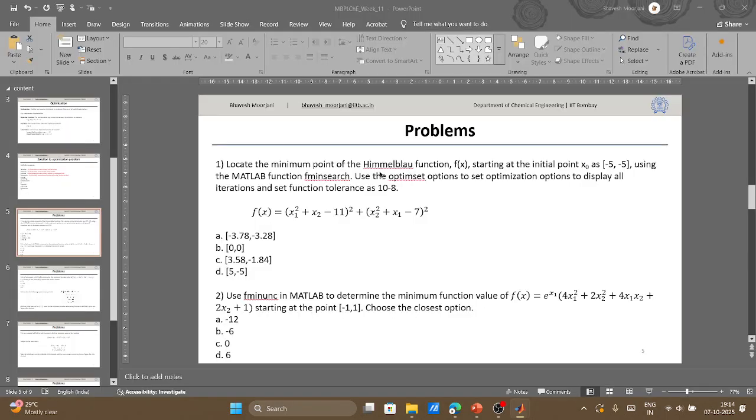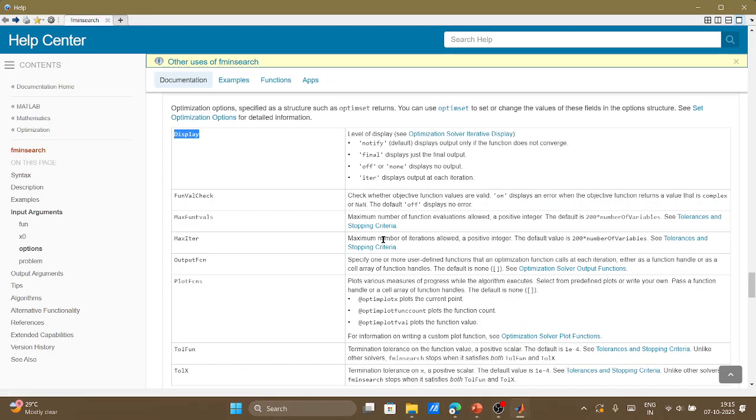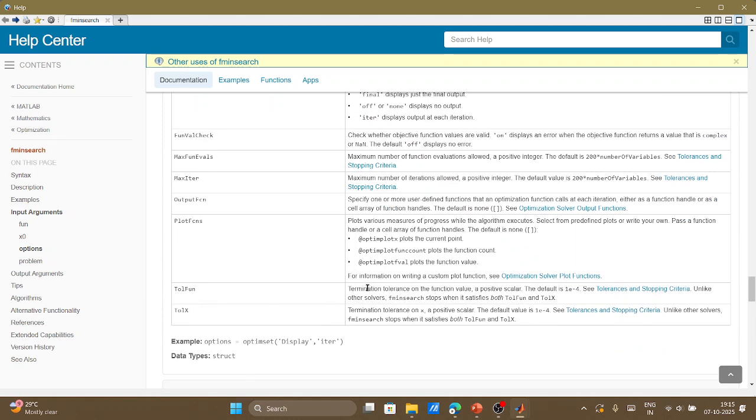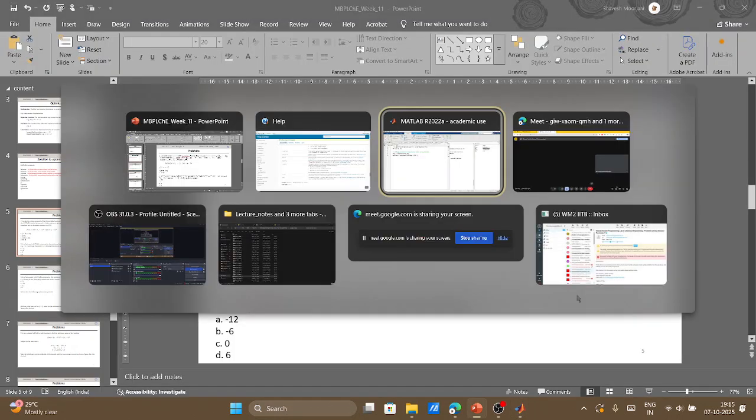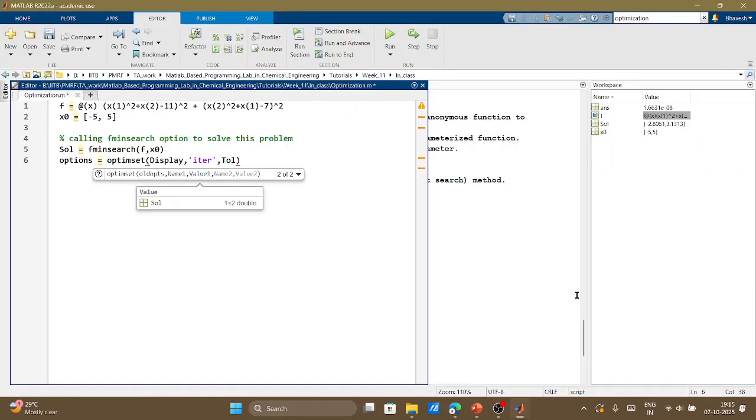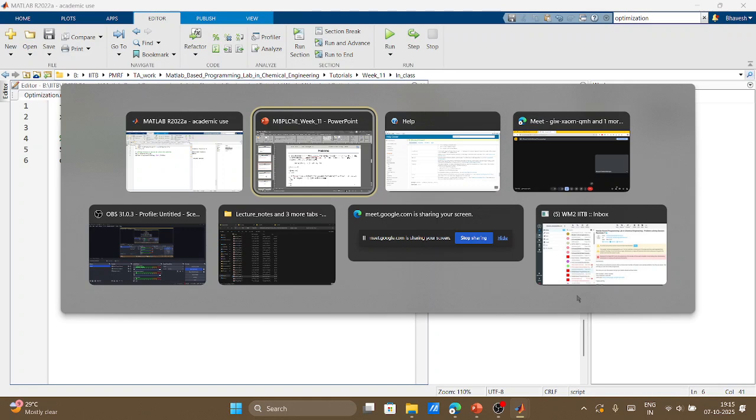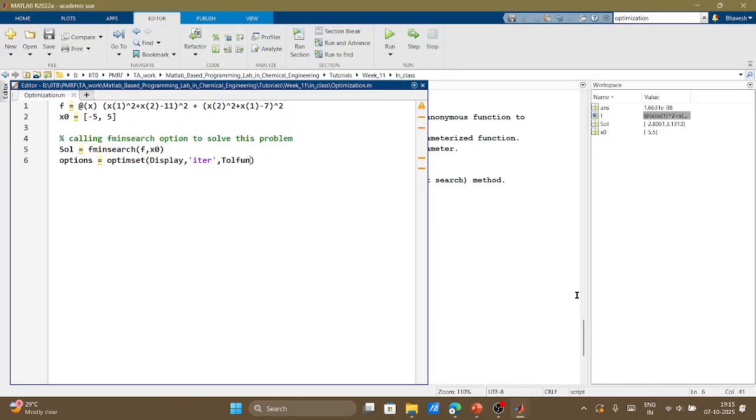After that, what have been asked to us? And set the function tolerance as 10 to the power minus 8. So for the tolerance part, tol function, terminate tolerance on the function value a positive scalar. Default is 10 to the power minus 4, but we want to set it to 10 to the power minus 8, right? So tol fun, capital F, and the variable is e to the power minus 8.